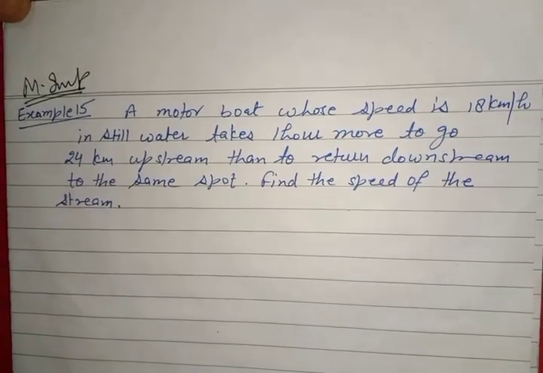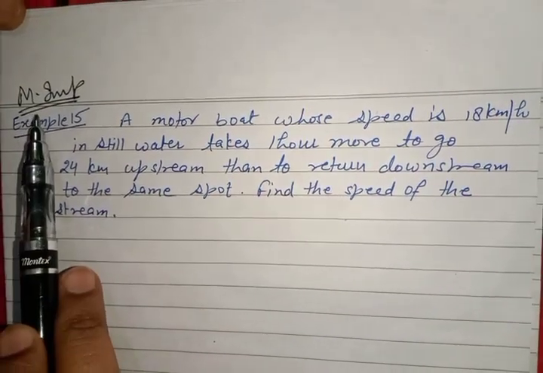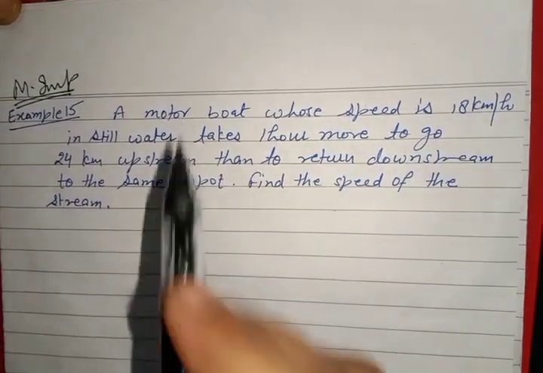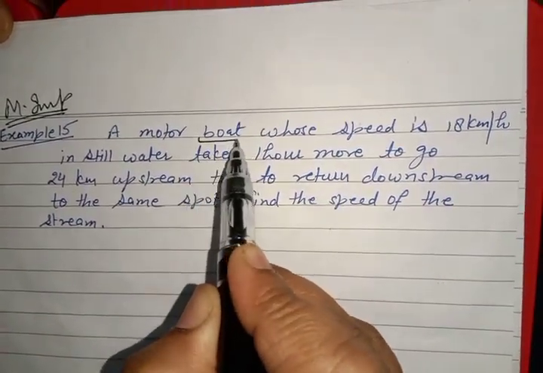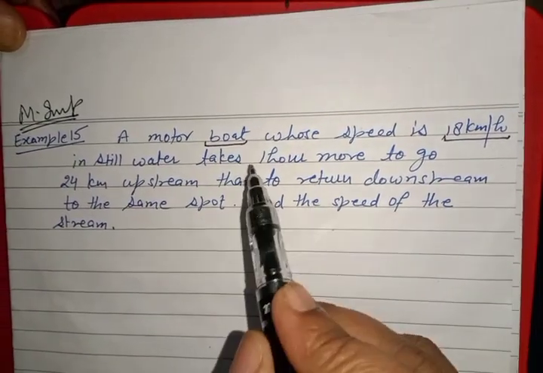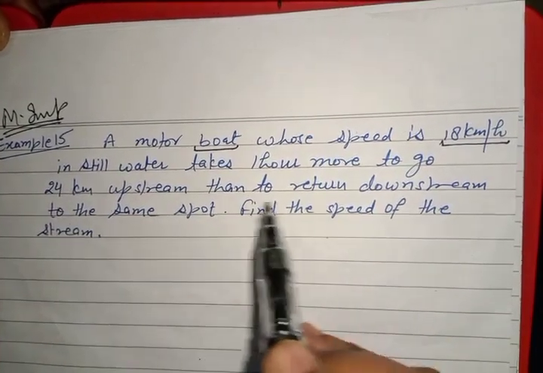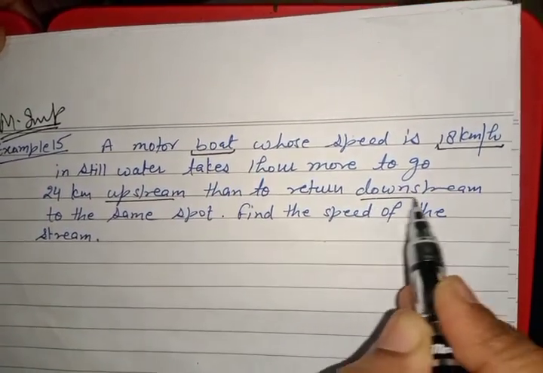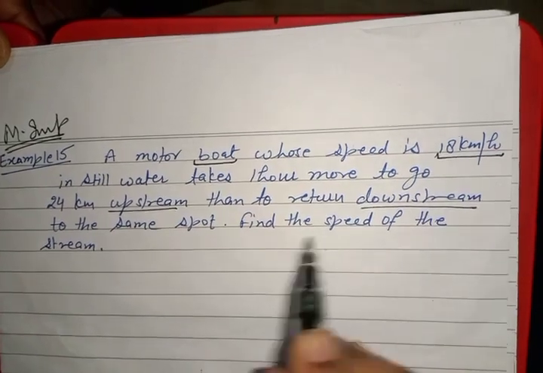Now again, one more very important question from this chapter. A motorboat whose speed in still water is given to us as 18 km/h takes 1 hour more to go upstream. This we will read later on. It's a question of upstream and downstream. Find the speed of the stream.